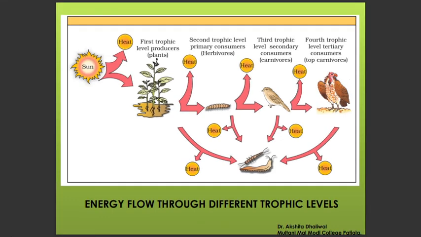In this diagram, you can see the energy flow through different trophic levels. At each trophic level, some amount of energy is lost in the form of heat and only 10% of energy is transferred from one trophic level to the next trophic level.